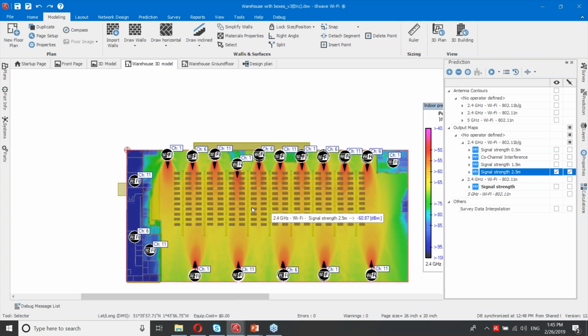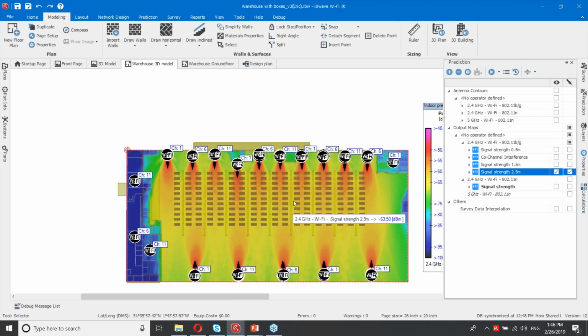Now at 2.5 meters, it's a different story. Everywhere the signal is above negative 73 dBm. So what is the conclusion that we can get out of all this? I have a very good coverage at 2.5 meters, but at 1.5 meters, there are areas where I would need to improve the coverage by a few dBs. Well, the solution would be to tilt those antennas downwards a little bit, maybe a degree or two.